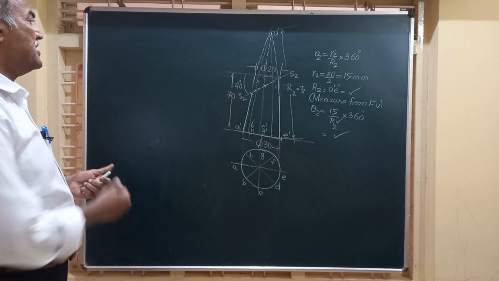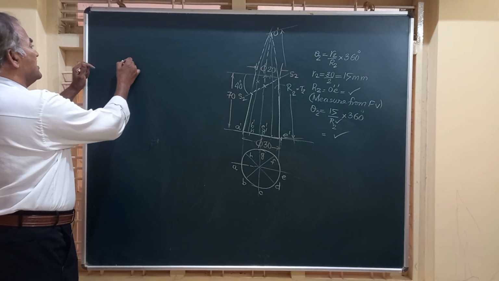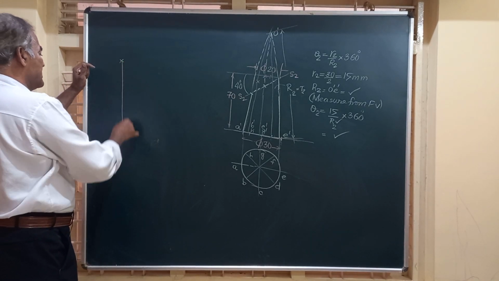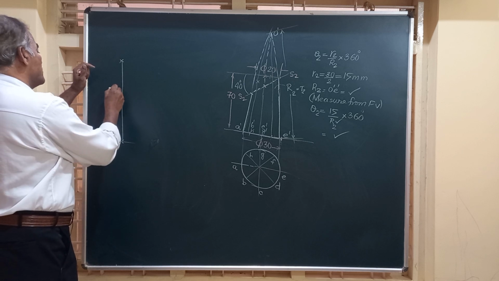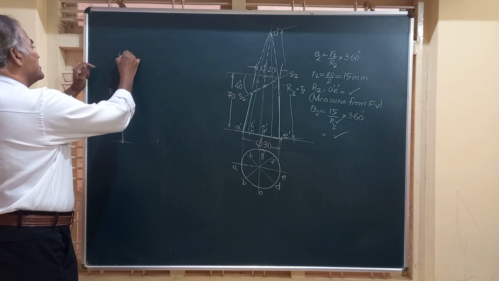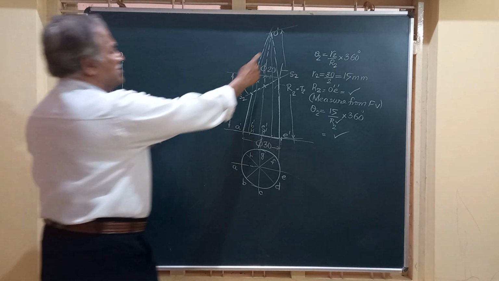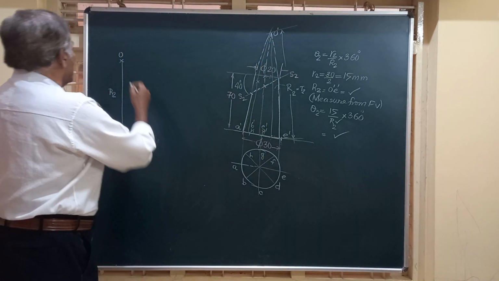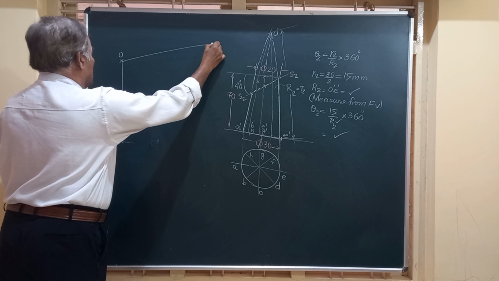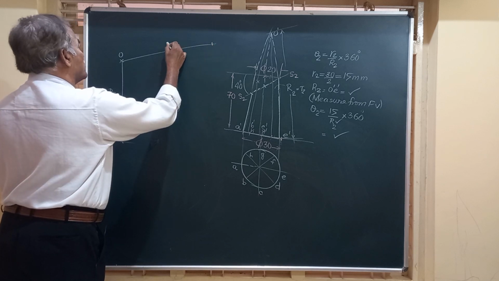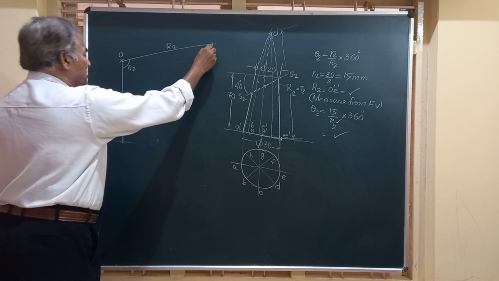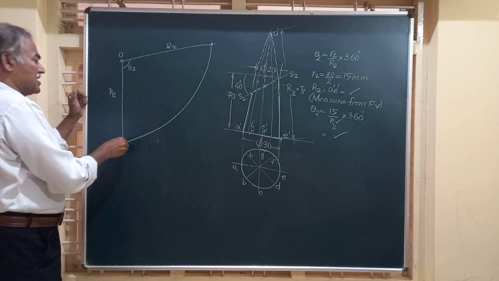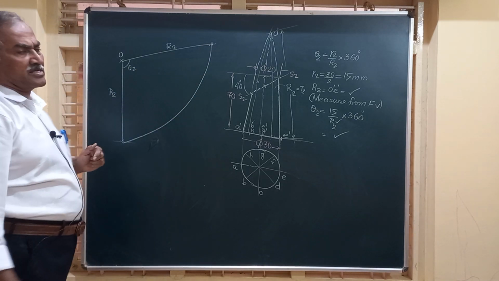Friends, here you can see, I will just write a vertical line of length equal to R2, which is also the true length. This is our O, this O dash. So from here, I am going to draw another R2 at an angle of theta 2, and then join this by an arc, this part.